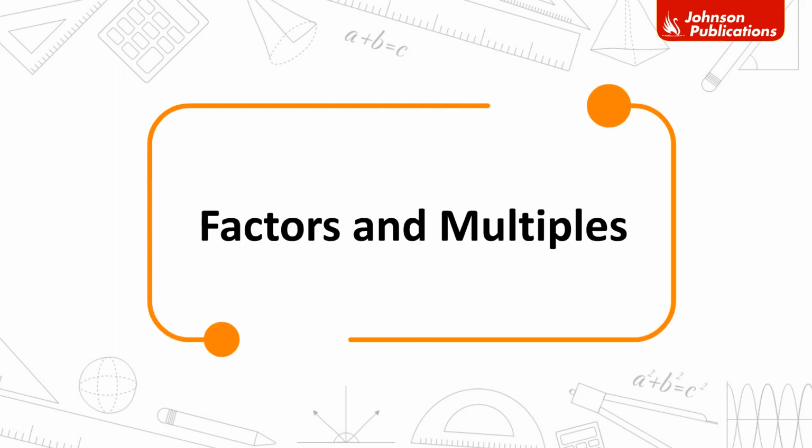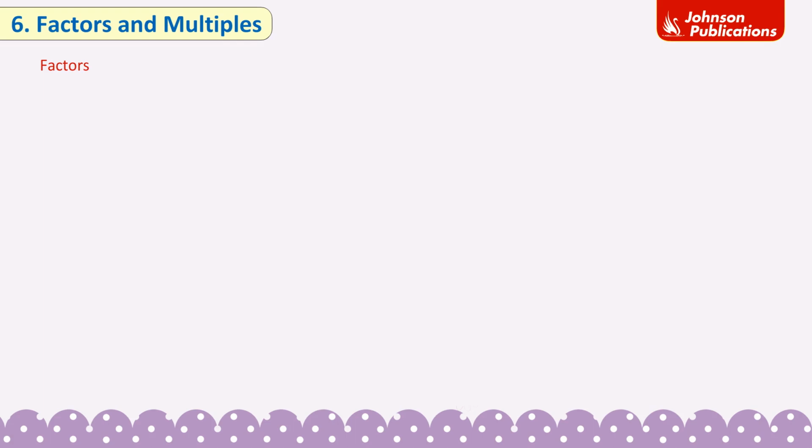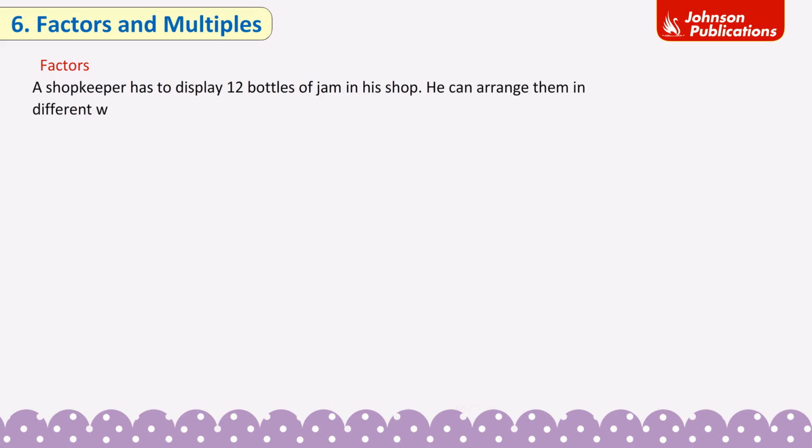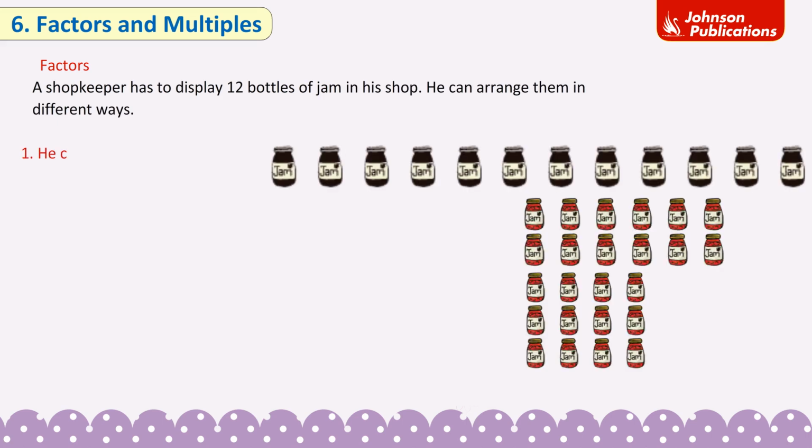Factors and multiples. Factors. A shopkeeper has to display 12 bottles of jam in his shop. He can arrange them in different ways. Number 1. He can arrange them in one row. One row of 12 bottles, or 1 multiplied by 12 is equal to 12.